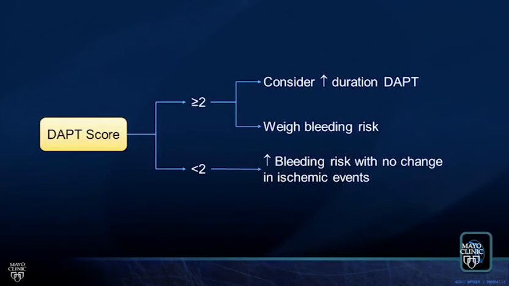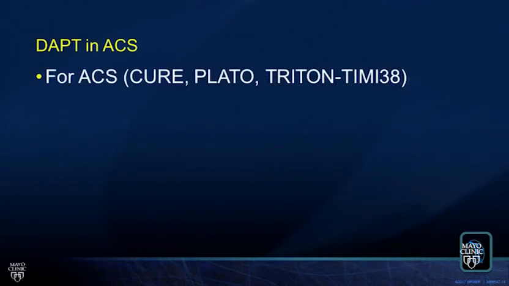If your DAPT score is less than 2, I think the decision-making is a little bit easier because there's increased bleeding risk with no change in downstream ischemic events.